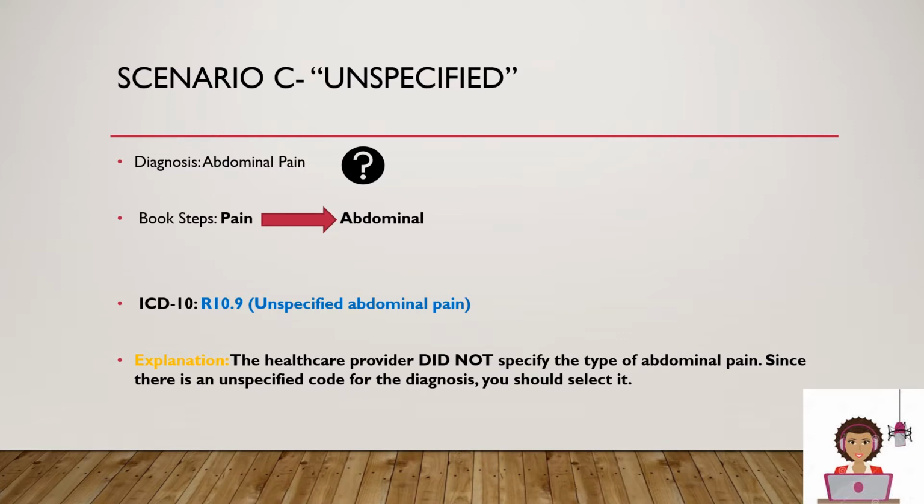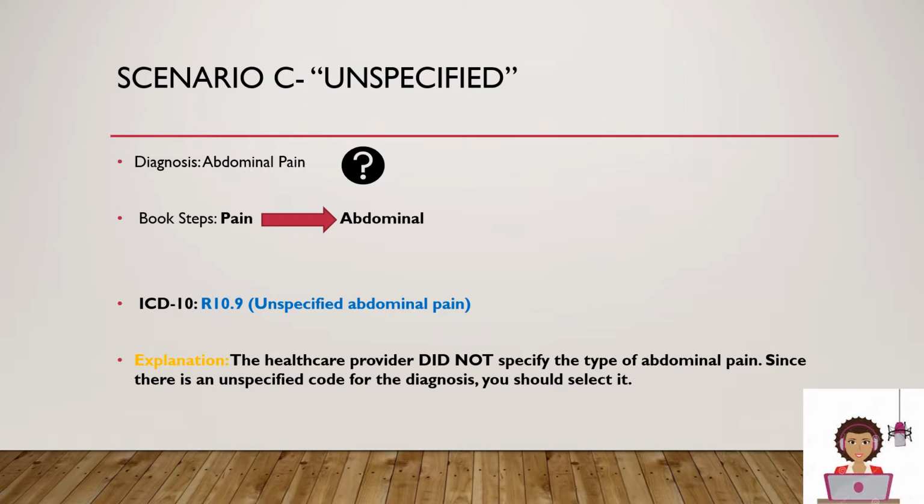So in scenario C, we have our unspecified. Again, the doctor assigned abdominal pain as the diagnosis for the patient. So in our book steps, we're going to go to pain and then go to abdominal. Hopefully, your ICD-10 should land you at R10.9, which represents the unspecified abdominal pain.